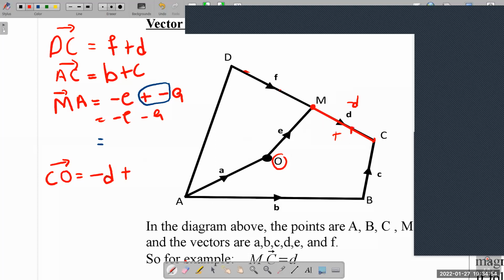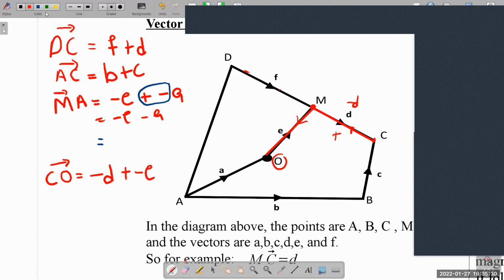Okay, so we're going to have negative D. We put in the plus sign because when you're putting them together it is addition, and then you just simplify it after, right? So we want to get to O. Where do we go now? We go from M to O. And if I want to get from M to O, is that a positive E or a negative E? Everybody? Excellent. Because it's the opposite direction of the vector. So it's going to be plus negative E.